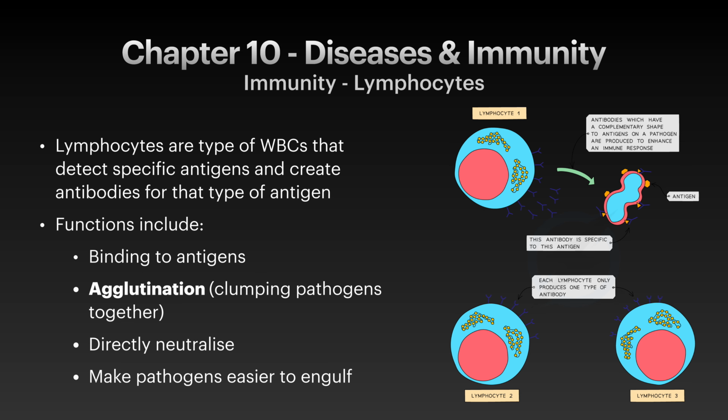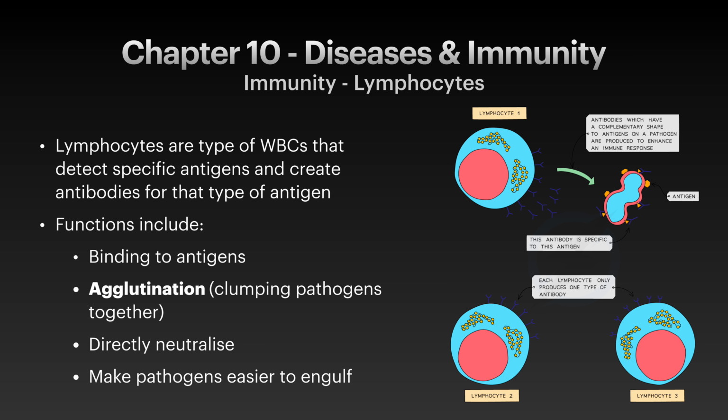The second type of white blood cells is the lymphocytes, the antibody producers. They provide a specific response. They detect specific antigens on pathogens and produce specific antibodies complementary to those antigens. Antibodies are released into the blood plasma.